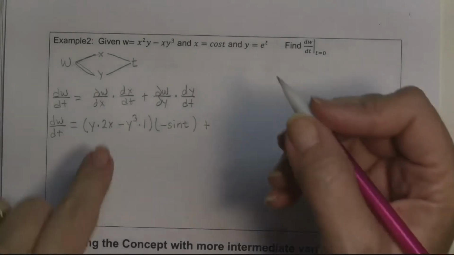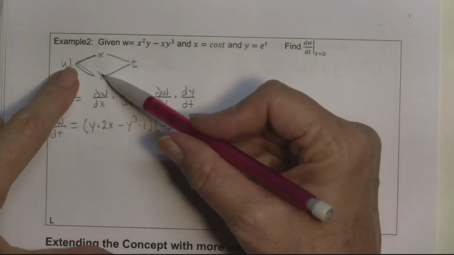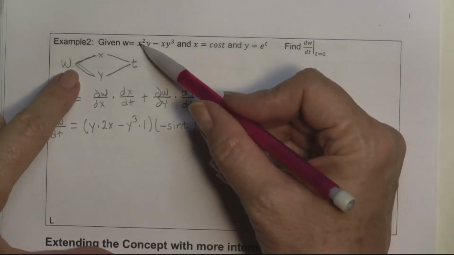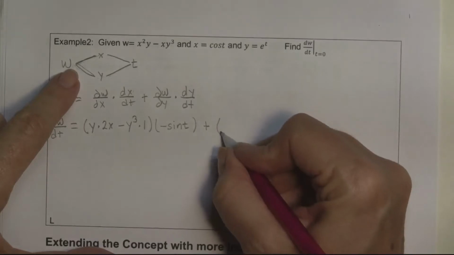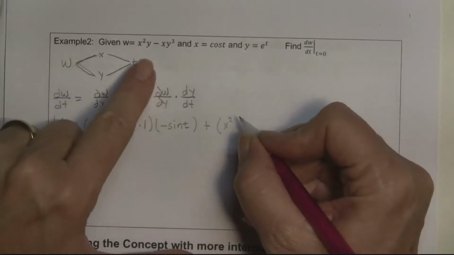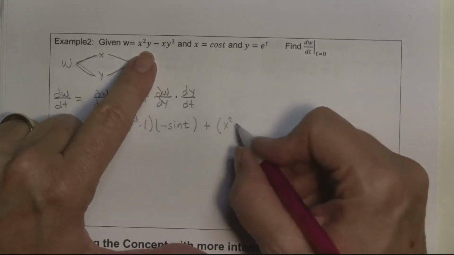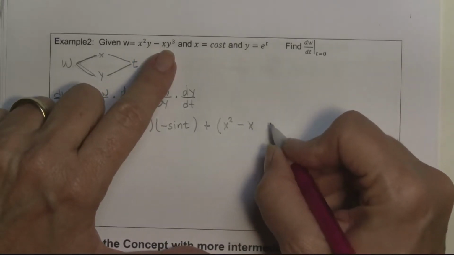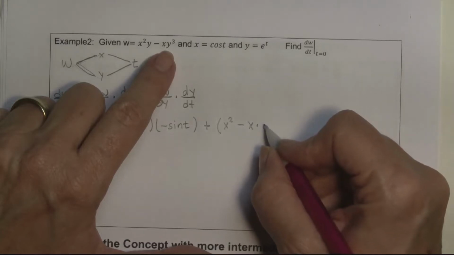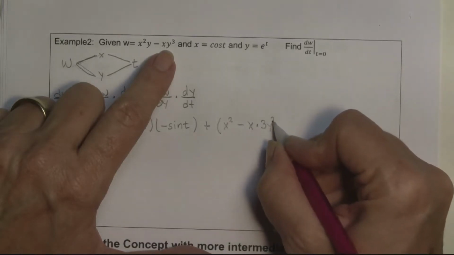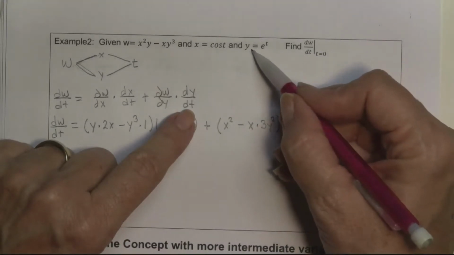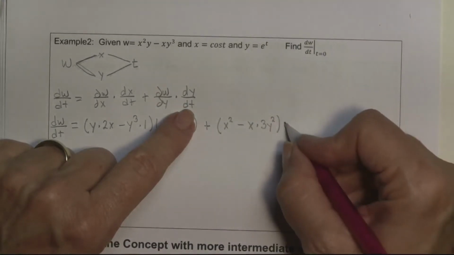So anyway, when I take the partial with respect to y, x is a constant, so x is just going to hold still. x squared, and the derivative of y is 1, and then minus, and then x is going to hold still because x is a constant, and the derivative of y cubed, which is 3y to the second, and then multiplied by the derivative here, which is e to the t.